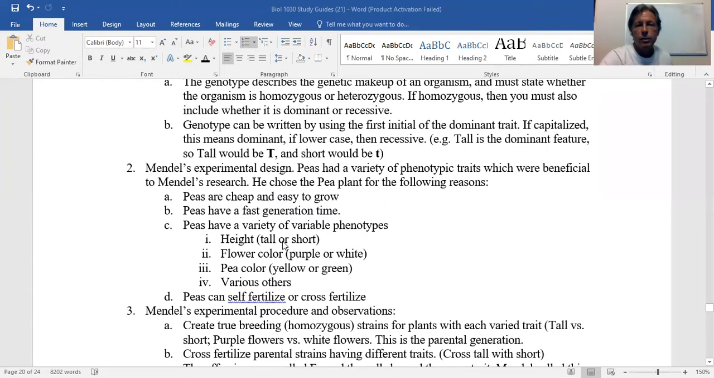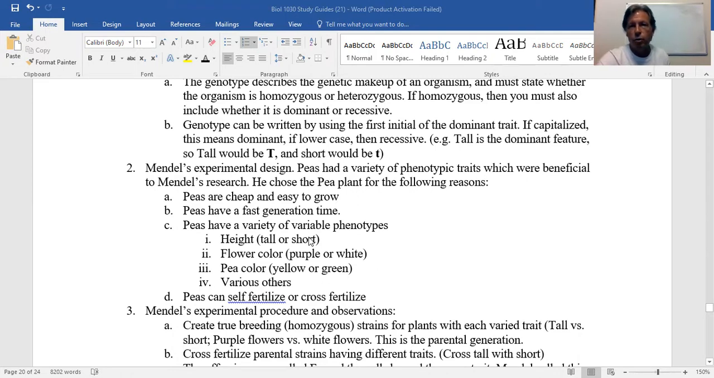As far as height goes, you could be tall or short. As far as flower color goes, you could be purple or white. As far as pea color goes, you could be yellow or green. Now, one thing that they often do in this, and if you had high school biology, assuming you did, they probably made you memorize all of these, which one was dominant, which one was recessive. Don't worry about that with me. I'm not going to ask you that. This is something that just clogs up the overall comprehension of the ideas.